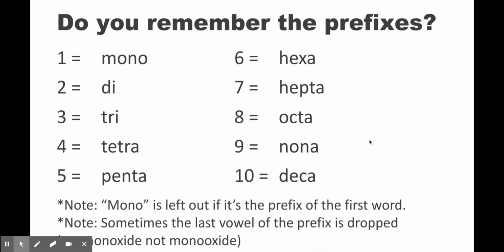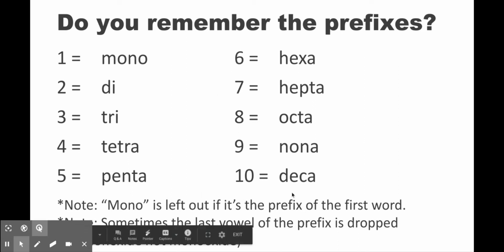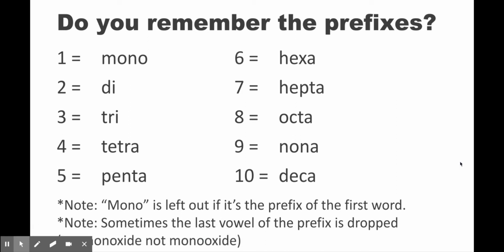Here they are. The prefix for 1 is mono, 2 is di, 3 is tri, 4 is tetra, 5 is penta, 6 is hexa, 7 is hepta, 8 is octa, 9 is nona, and 10 is deca. Now, and I apologize, this is cut off by these tools. Note that sometimes mono is left out. Mono is not used if it's the prefix of the first word in a name.